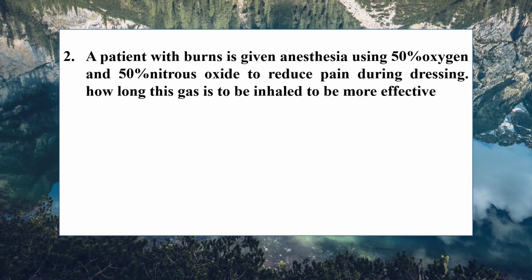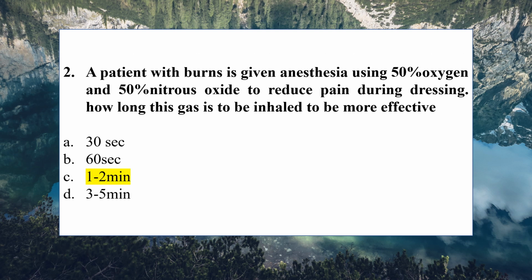A patient with burns is given anesthesia using 50% oxygen and 50% nitrous oxide to reduce pain during dressing. How long is this gas to be inhaled to be more effective? Option A, 30 seconds. Option B, 60 seconds. Option C, 1 to 2 minutes. Option D, 3 to 5 minutes. The answer is C, 1 to 2 minutes.